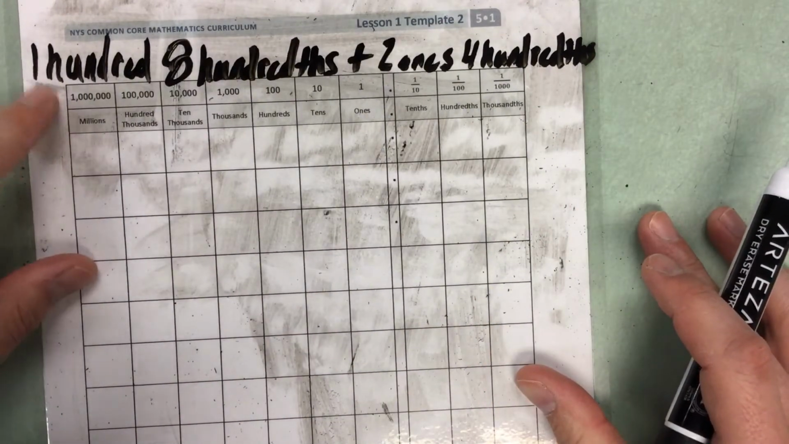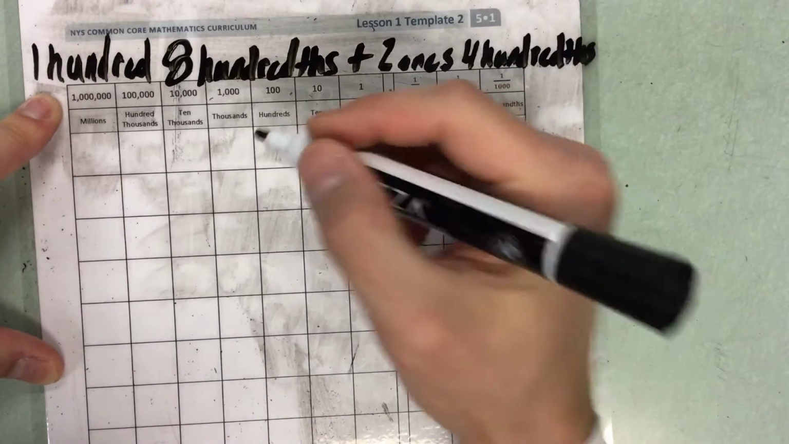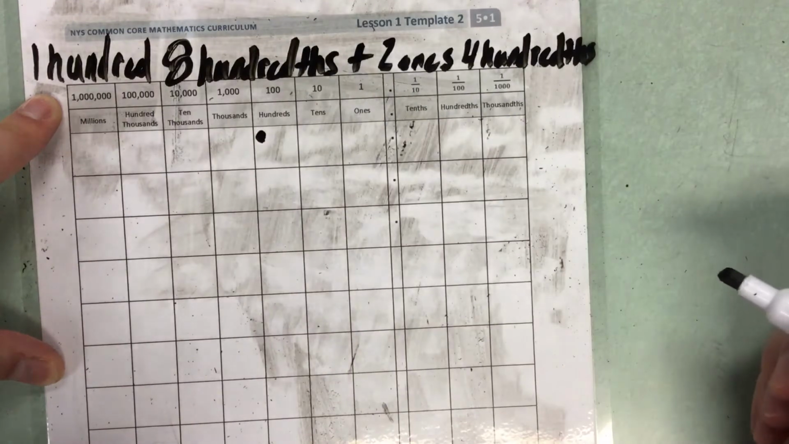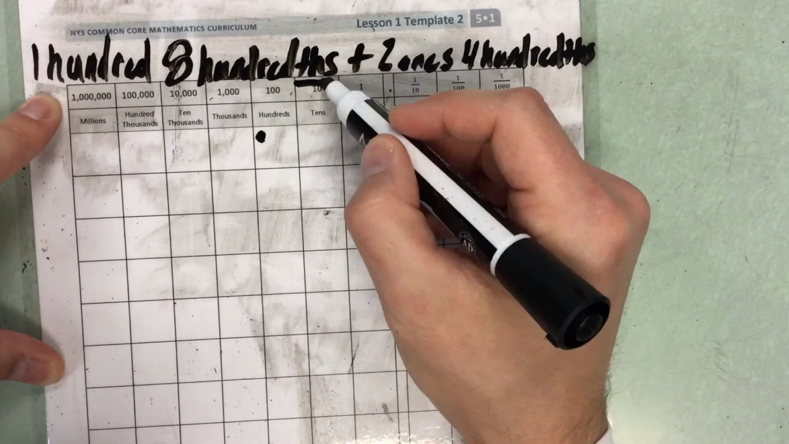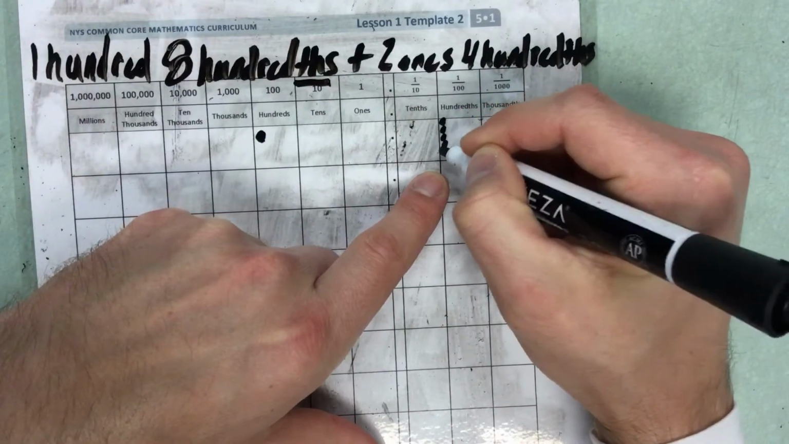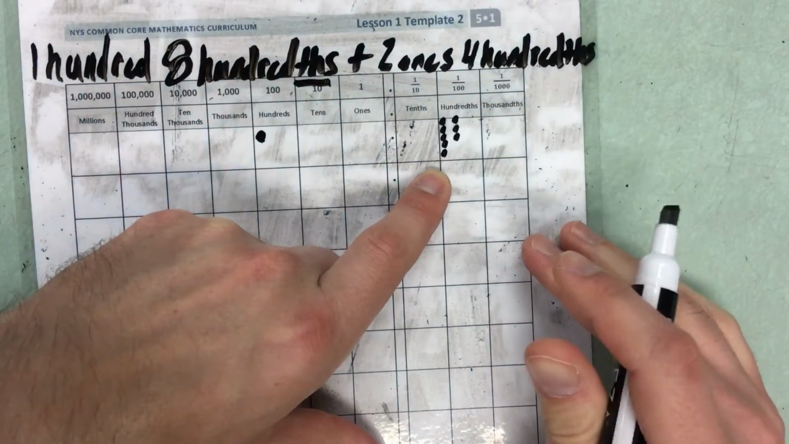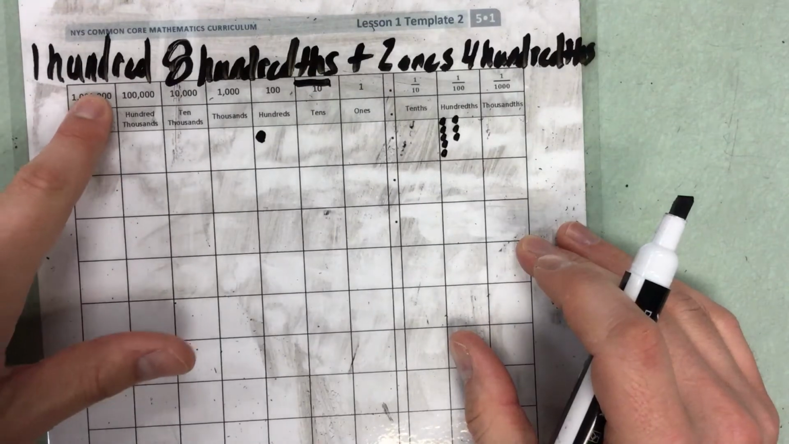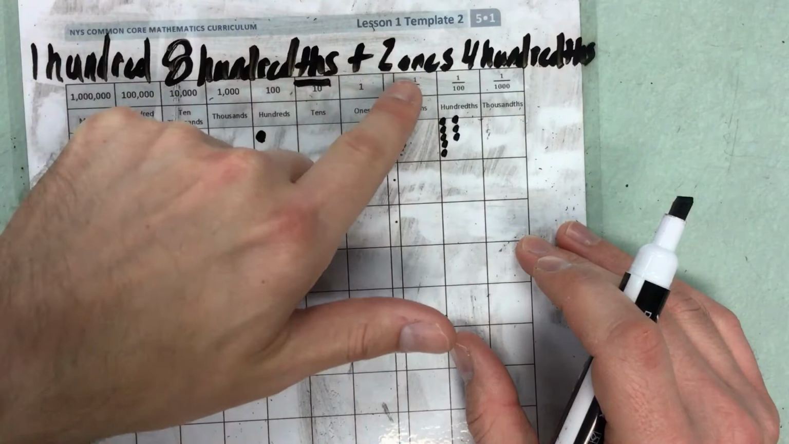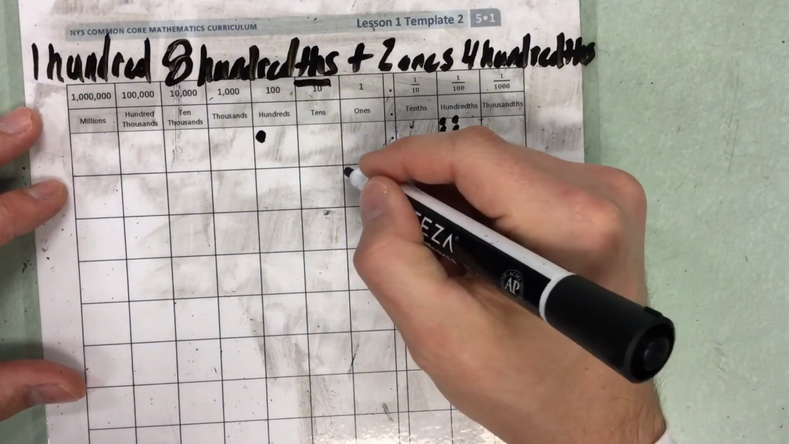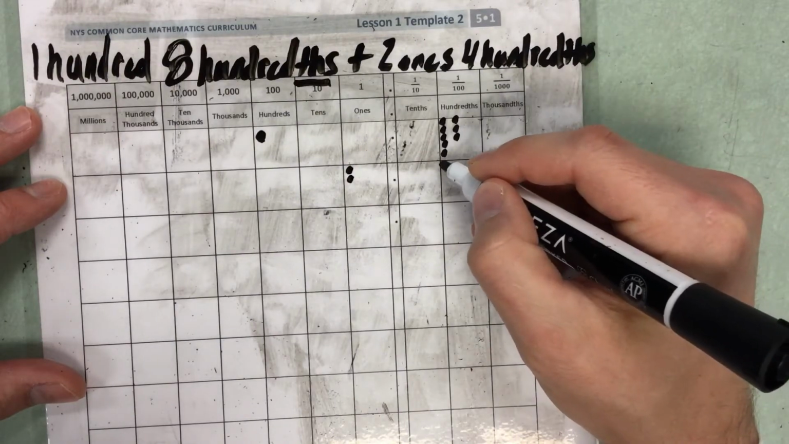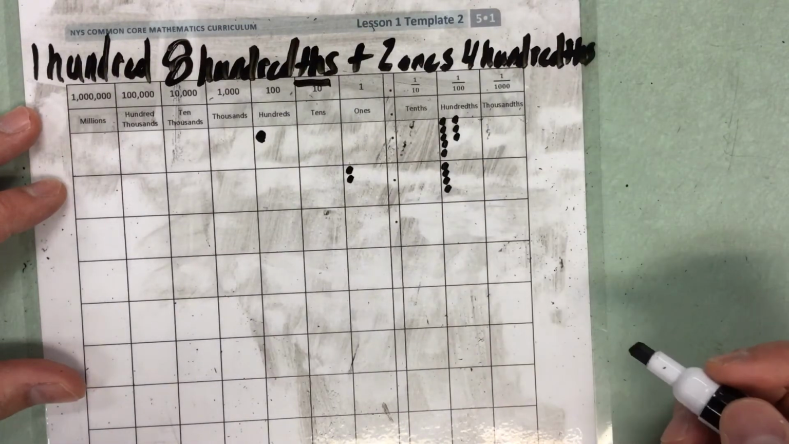So let's look at 100. The hundreds column is here. So I'm going to place 100 here. This is hundredths. So I'm going to add my 800ths here. So that's 100 800ths. I'm going to add to that 2 ones. So my ones column is here. 4 hundredths. So hundredths being here.